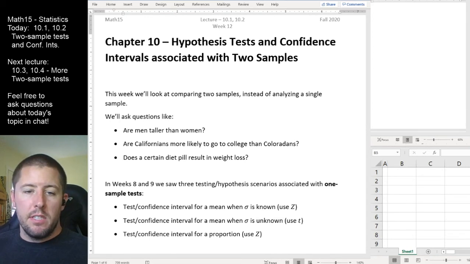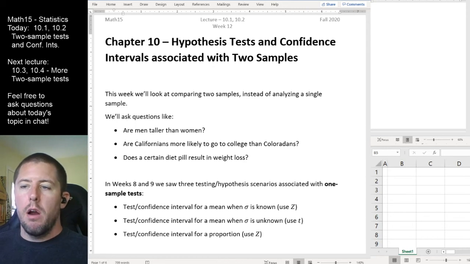Briefly, let's talk about some of the questions that we expect to be able to answer by the end of this week. One question we might want to ask is, are men taller than women? Are Californians more likely to go to college than Coloradans? And does a certain diet pill result in weight loss? So let's very briefly talk about what comparison we're making here. What are the two samples that we're collecting? And kind of set ourselves up for what we're going to expect to see for this week.